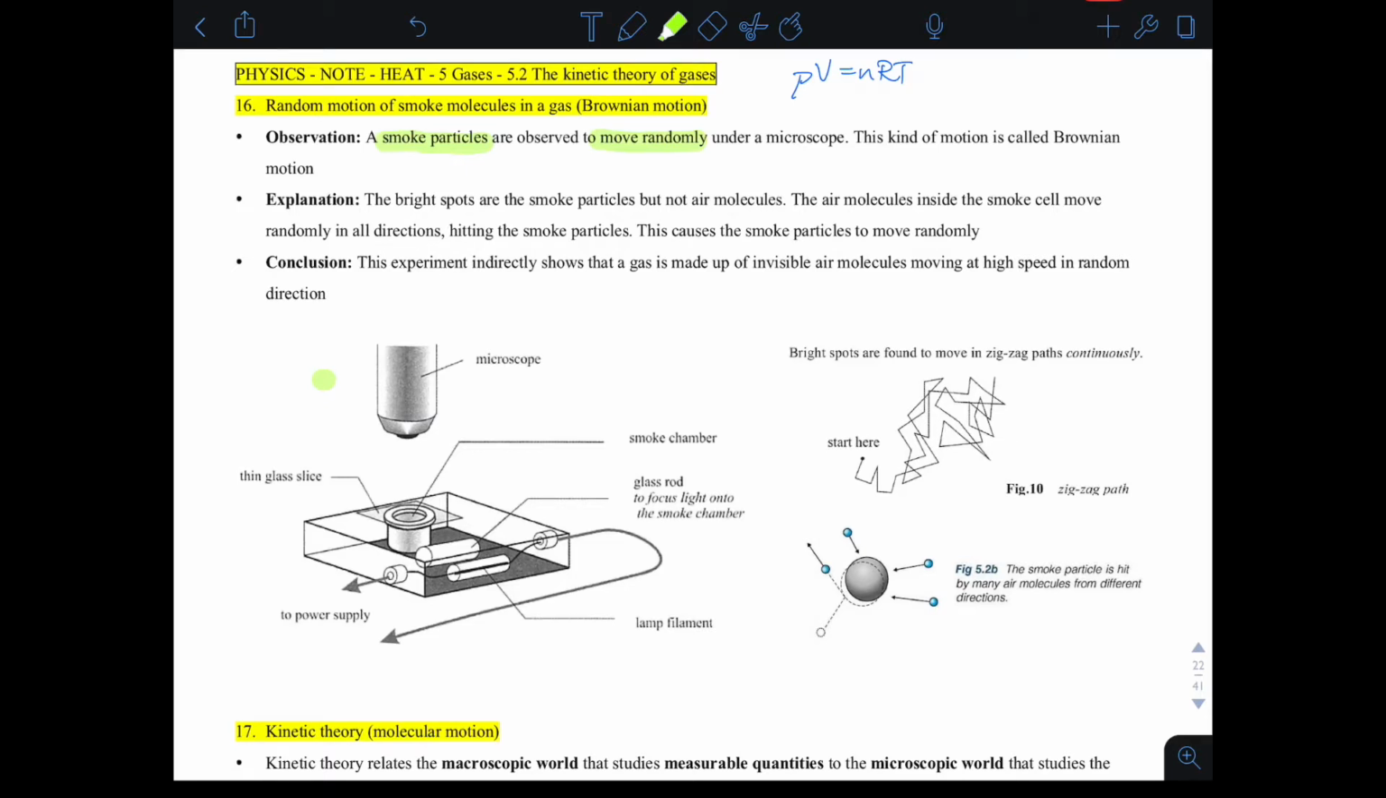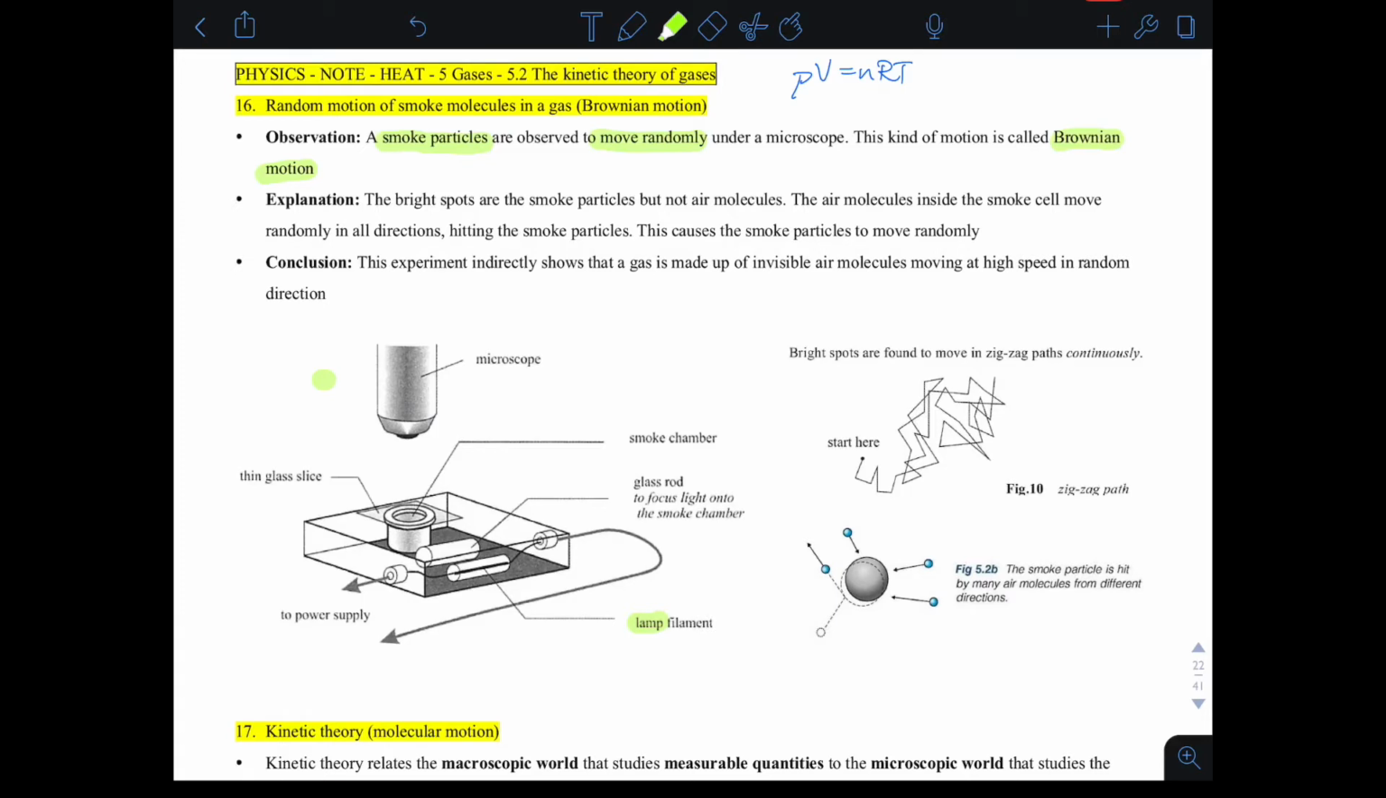We have a microscope looking at a very small chamber. Inside you have a little bit of smoke particles, and the smoke particles are being shined by a lamp so that they reflect light to the microscope so that we can observe. And the first person to observe this is called Brown, so the random motion of the particles is called Brownian motion.